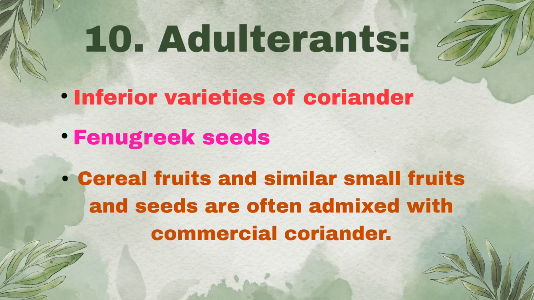Now, adulterants. Inferior varieties of coriander, fenugreek seeds, cereal fruits, and similar small fruits and seeds are often admixed with commercial coriander.